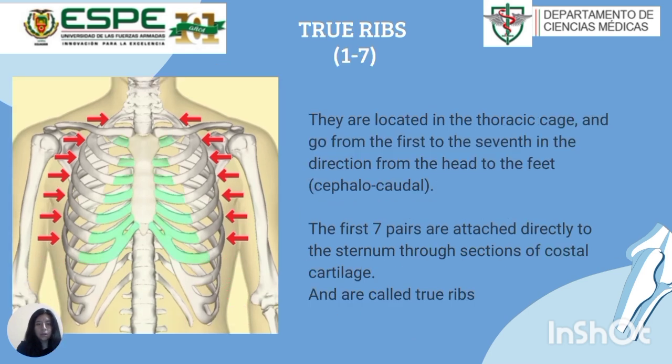True ribs, 1 to 7. They are located in the thoracic cage and go from the first to the seventh in the direction from the head to the feet, cephalo to caudal. The first 7 pairs are attached directly to the sternum through the costal cartilage and are true ribs.